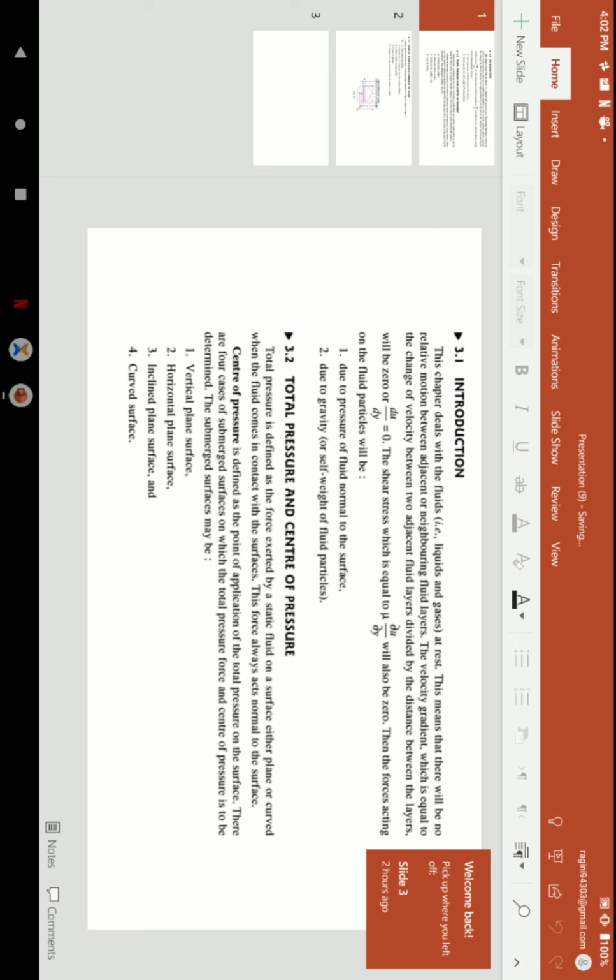एंड सेंटर ऑफ प्रेशर। ठीक है। And when the fluid is static then the velocity gradient will be zero. If the velocity gradient is zero then the shear stress must be equal to zero. Then if the velocity gradient and shear stress are equal to zero, what kind of forces act on the fluid particles? That first is the pressure of the fluid normal to the surface, that we already discussed in the previous chapter when we started fluid statics.